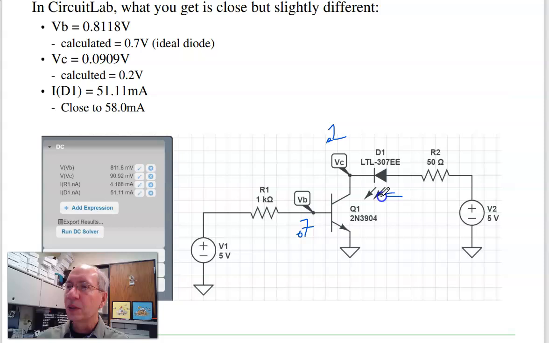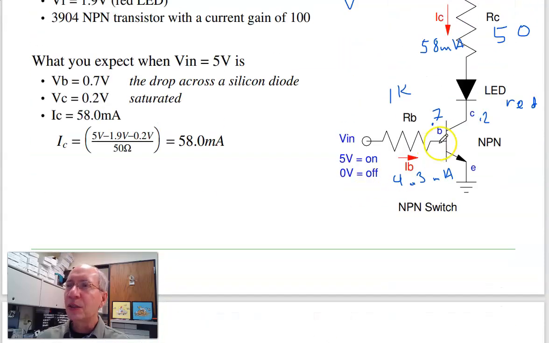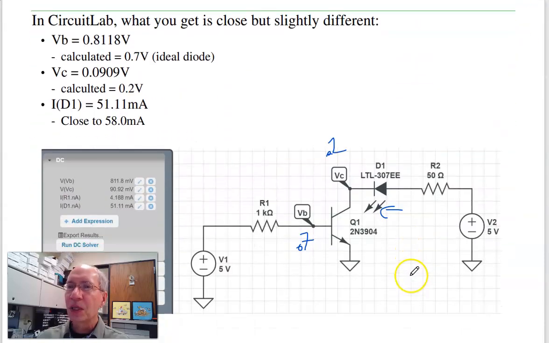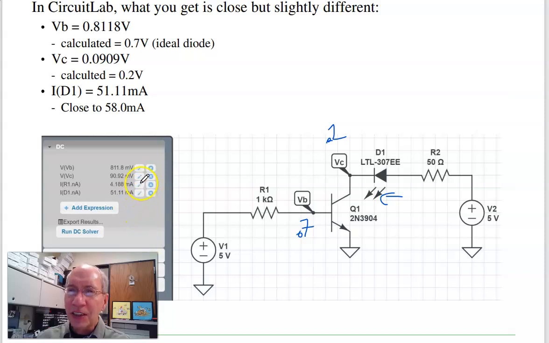The current flow, I calculated it, was 58 milliamps. When I simulated, I got 51.1 milliamps. Yeah, that's what you get. Again, this isn't exactly 1.9 volts. It's not exactly 0.2 volts. Put it all together, I'm not quite at 58 milliamps, more like 51 milliamps.